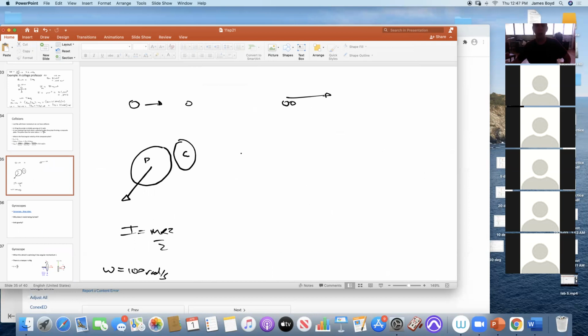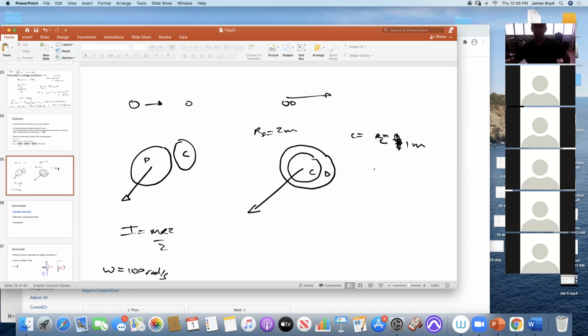Then we drop that clutch plate on there. So now they're working together and they're spinning together, the clutch and the drive plate. And let's say that the clutch plate has the same mass, but R is equal to half of this one. So R of D is 2 meters, and let's say R of C is half of that, so 1 meter. And they both have the same mass of 20 kilograms.